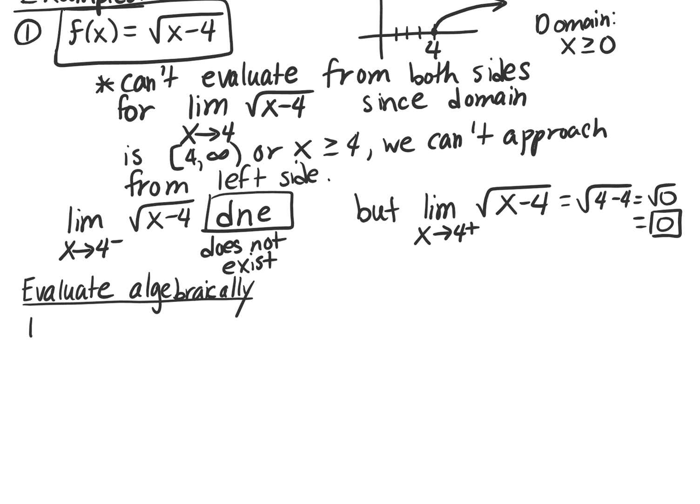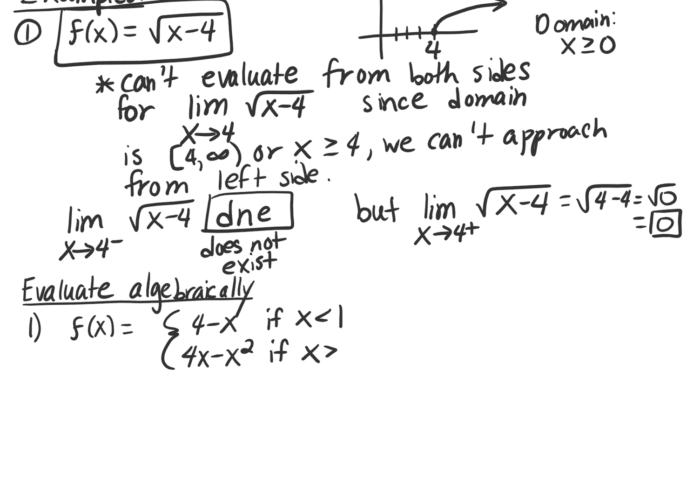Our first example, f of x, is equal to 4 minus x if x is less than 1, and 4x minus x squared if x is greater than 1. This only has 2 parts. So when we have 2 parts, we can say, okay, this part is the left side, and this is the right side of 1.